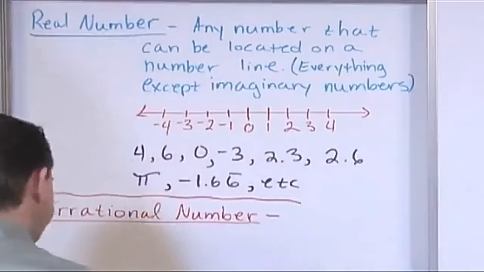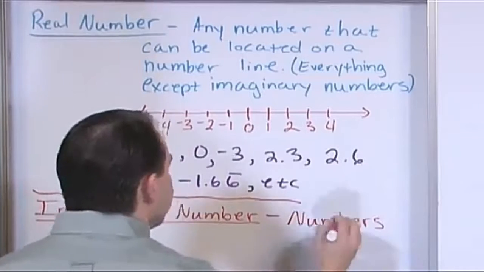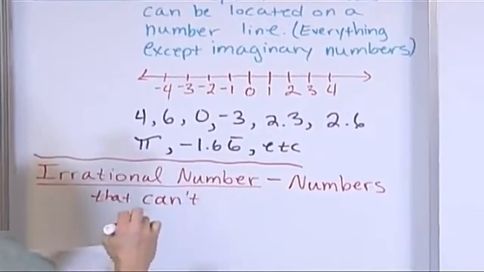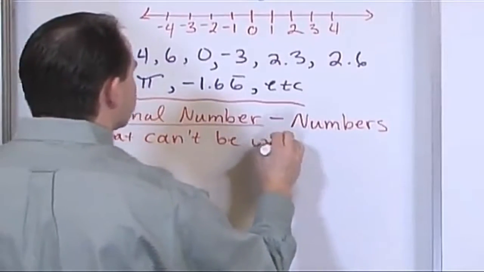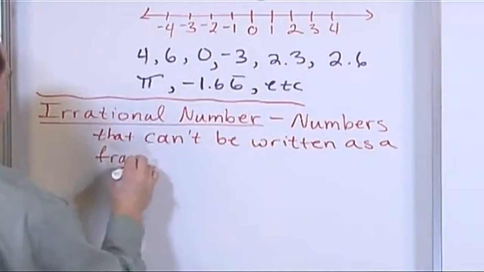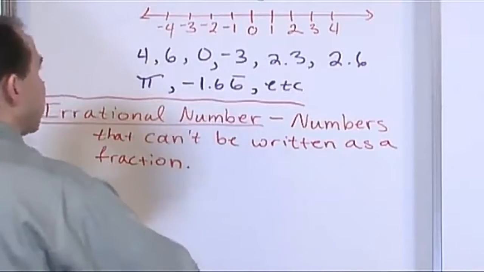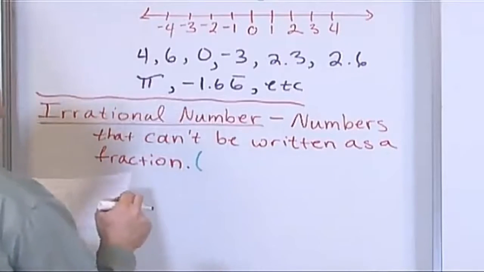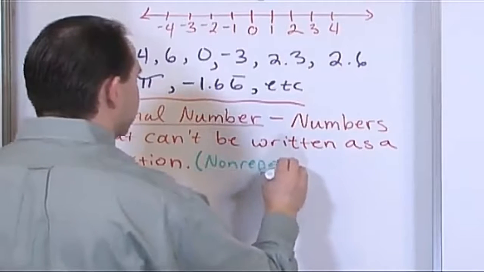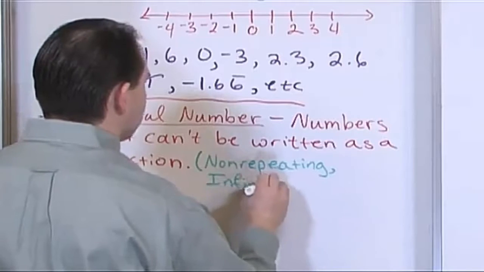So let's write the definition. They're numbers that cannot be written as a fraction. They cannot be written as a fraction. And let me go and write one thing in parentheses here. We'll change color to make it clear. And these are going to basically be non-repeating infinite decimals.